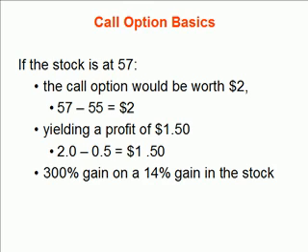Let's suppose that at February expiration, the stock closes at 57. In this case, your call option is worth $2, and again, that's your 57 minus the 55. You bought this option for 50 cents. You can now sell it for $2, and so that gives you a profit of $1.50, which is a 300% gain. And again, we talked about a 14% move in the stock that yields a 300% gain.